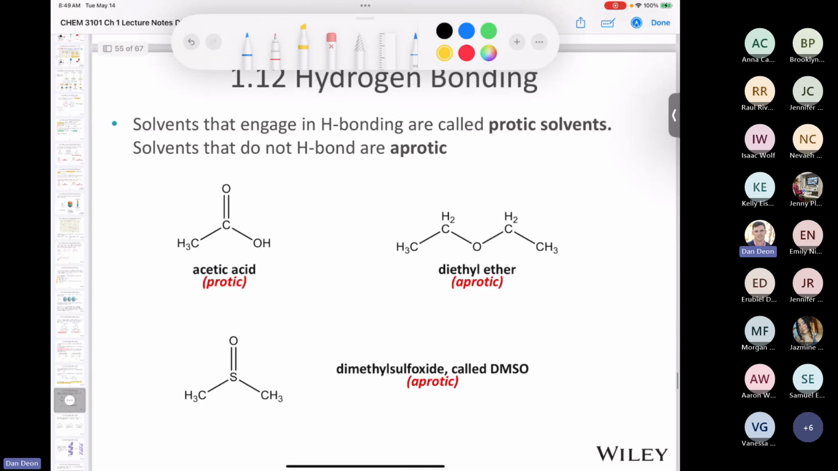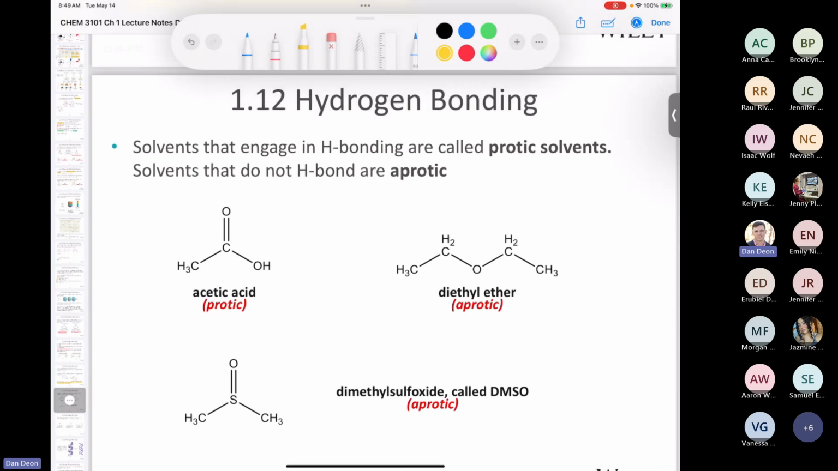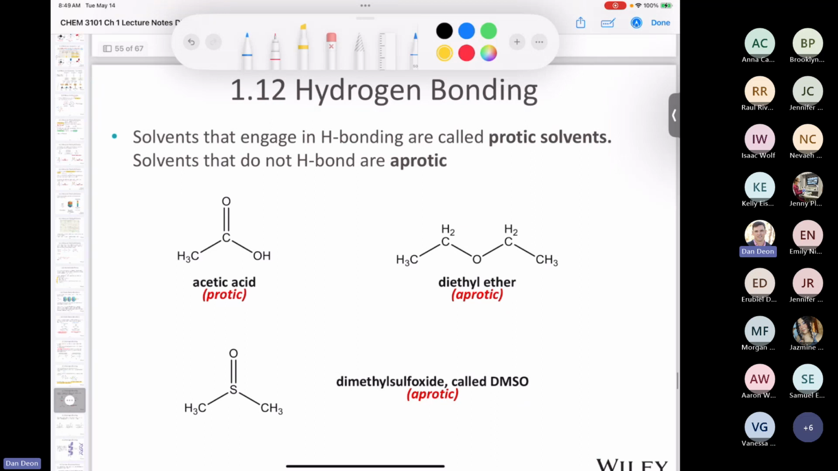Okay, so it says here solvents. Now, something that we're not going to talk about a ton this semester in organic 1 are solvents, but in organic 2, we get into more detail on the solvents. But when you have a solvent, whether it's water or acetic acid that you have shown here, or dimethyl sulfoxide or diethyl ether.